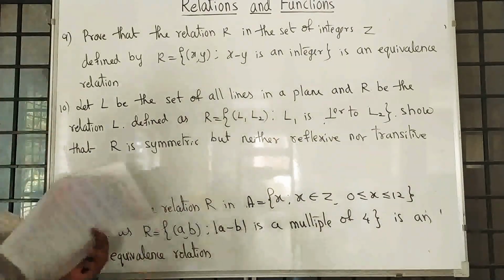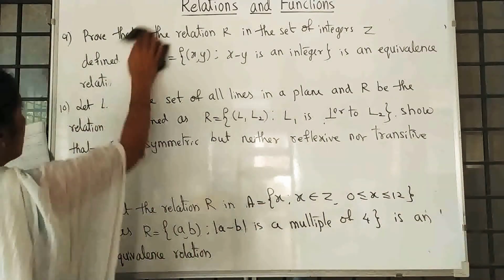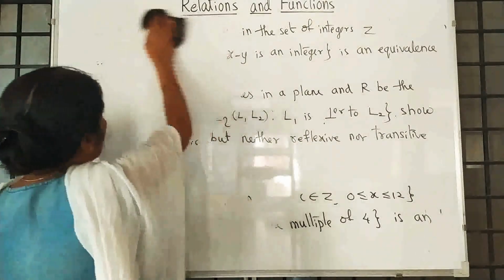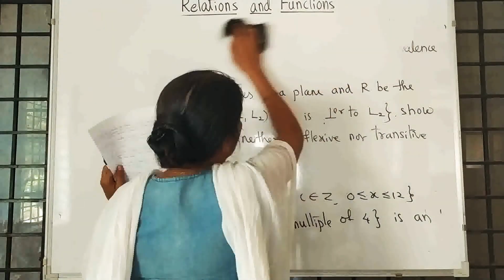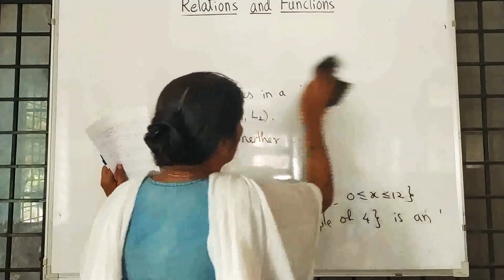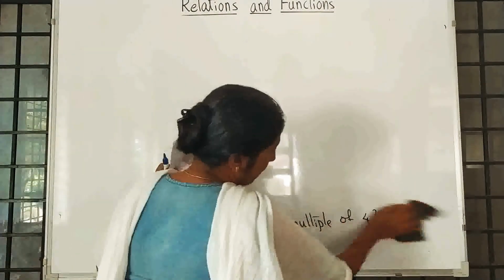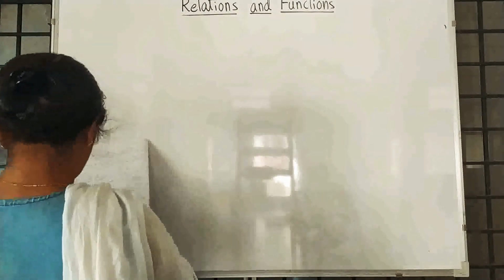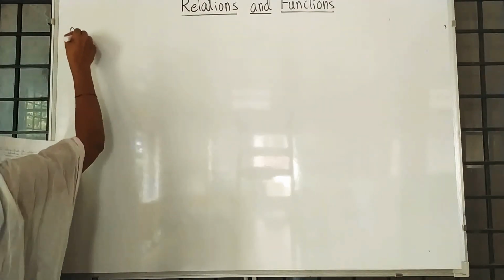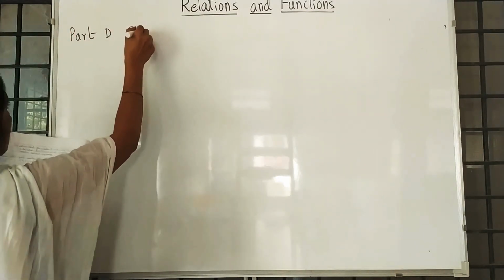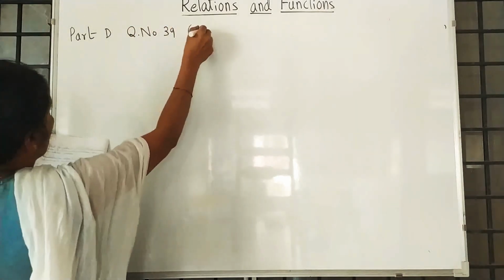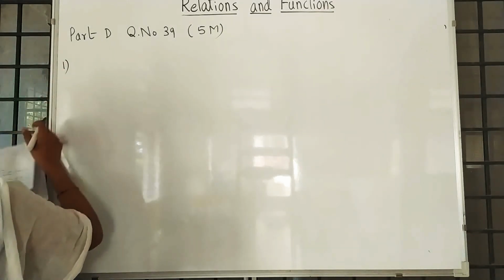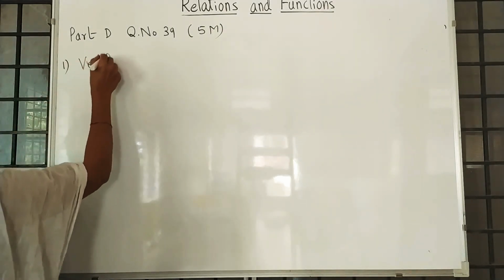Now I am moving to the last part, that is in part D for question number 39, 5 mark expected questions. So in this year they deleted the portion, that's why they are combining the questions for part 5 for 5 marks. That's why I am giving only 2 questions here. The main concept they are deleted, that's why they are combining the questions here.